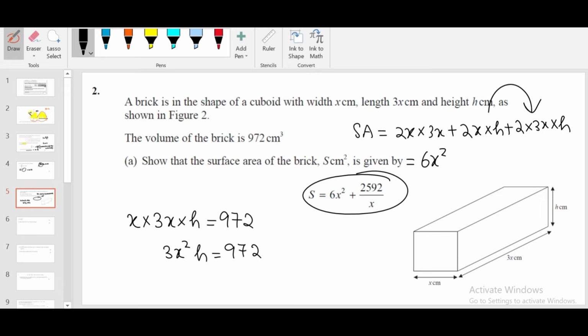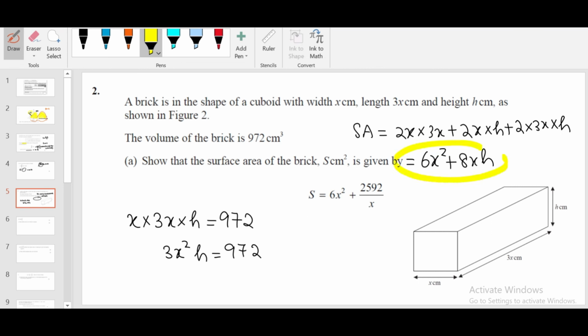These two are like terms if you look at it carefully. You have 2xh and 6xh. So you will get 8xh. So we got the surface area already. This is the actual surface area, but they want you to prove this. When you compare these two, you will see whatever we are trying to prove, right? The expression for surface area, this one has no h in it. So basically we need to get rid of the h from here.